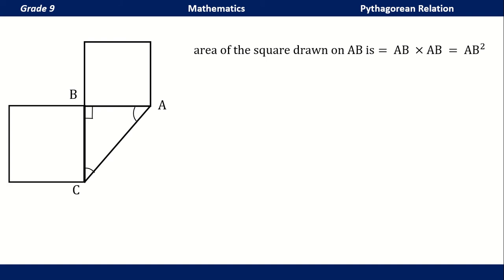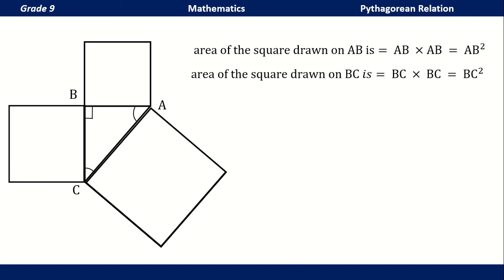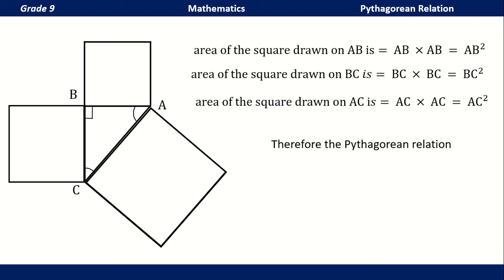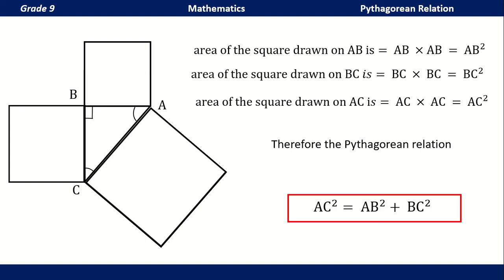If we draw a square on BC side, the area of the square drawn on BC is BC into BC, it is BC squared. In the same manner, if we draw a square on AC side, the area of the square drawn on AC will be AC into AC, it is AC squared. Therefore, the Pythagorean relation can be written as follows: AC squared equals AB squared plus BC squared.